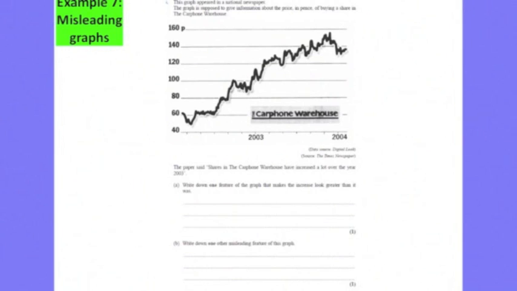So we're looking here for the common things listed on the previous slide. First off, does the vertical axis start at 0? No. So the vertical axis does not start at 0, and this exaggerates the trend. So that's a really common thing, one feature that makes the increase in this graph look greater than it actually is. And then it asks you for another misleading feature.